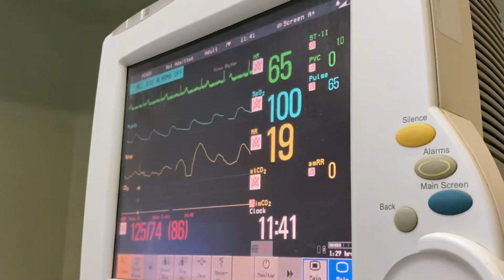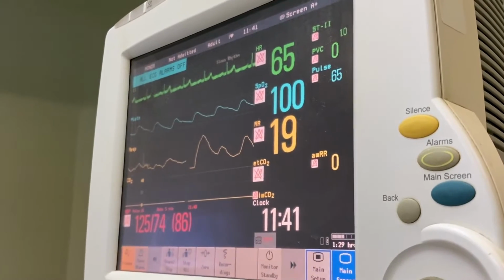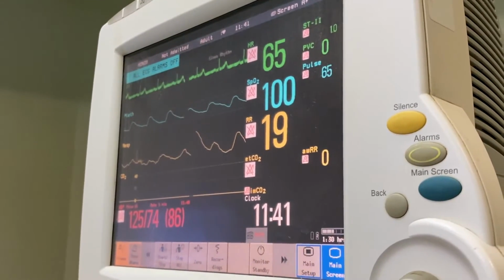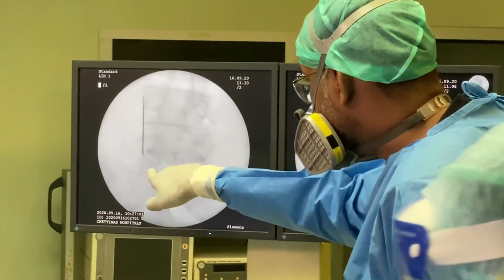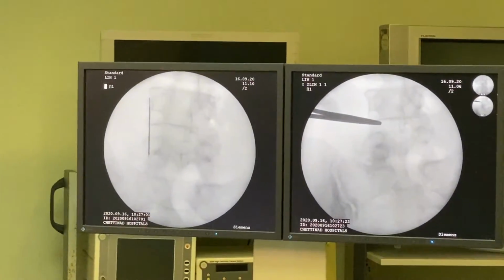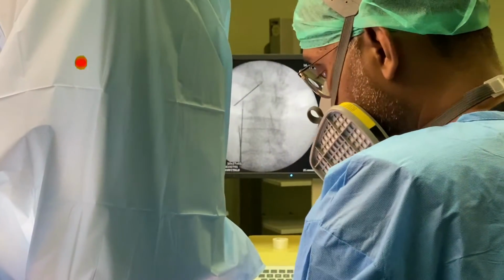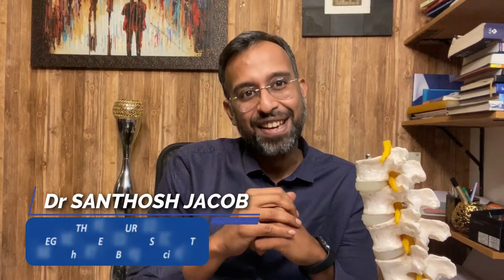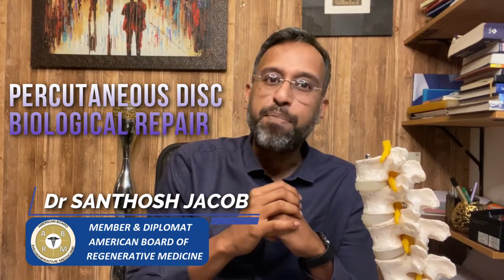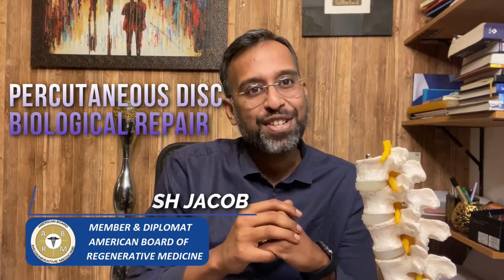My patients always are talking to me throughout the procedure because it is extremely important for me to identify if my needle is going anywhere close to the nerve root, because if it does, the patient, when they are awake, will have a sensation of tingling down the legs, and that really helps in avoiding any complications related to a nerve injury. Now, this is a percutaneous disc biological repair.